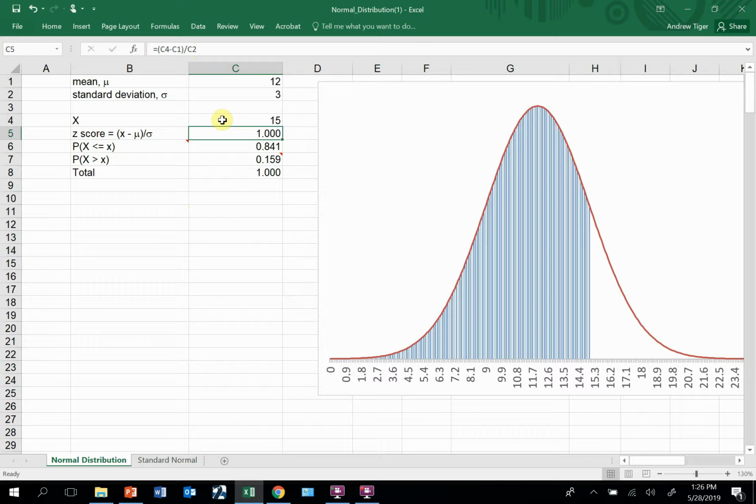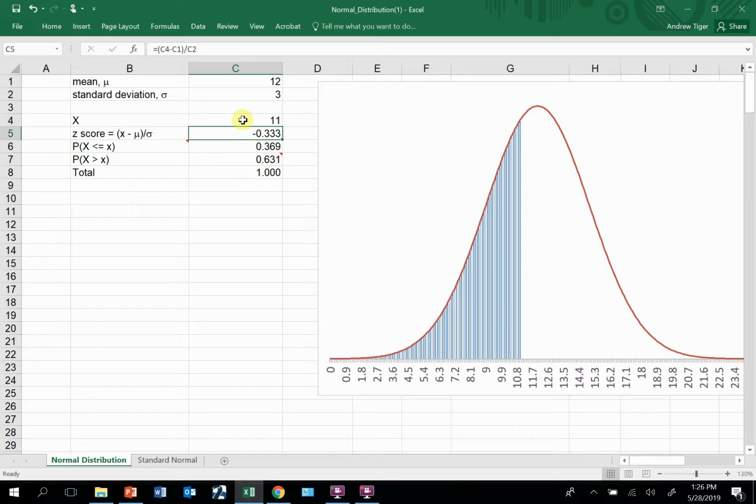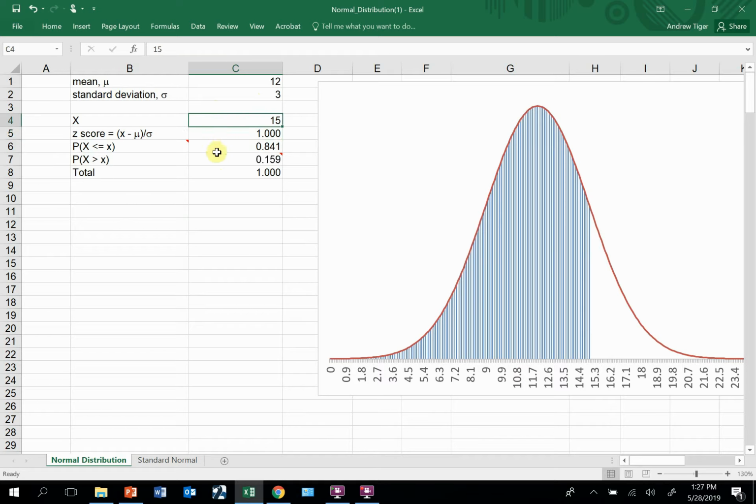So if I wanted to find the z-score of 16, you can see it gets bigger. If I wanted to find a z-score of 11, you can see it goes negative because it's 11 minus 12 in the numerator. That becomes a negative number. Okay, so there's my z-score. I'm going to put this back to 15. So here's my z-score, 1.0.